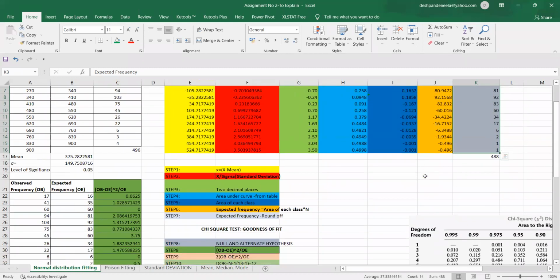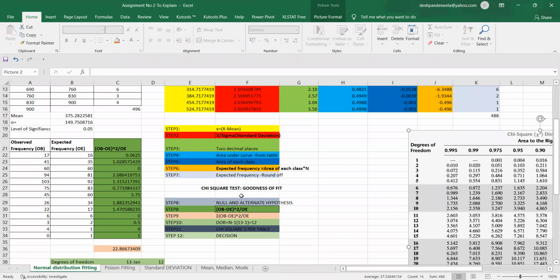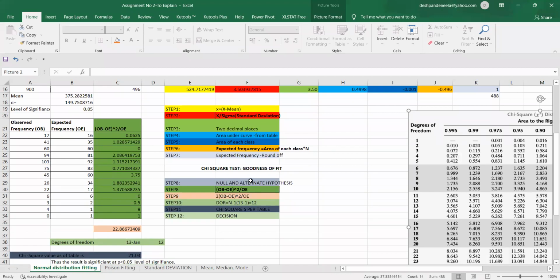But now the next part is you need to check whether this distribution is a correct fit or not. To check this, you have to do the chi-square test, that is the goodness of fit test. Now again, the rules of this goodness of fit test are given in the sessions on the chi-square test. So go through that, but the steps are anyway given over here.